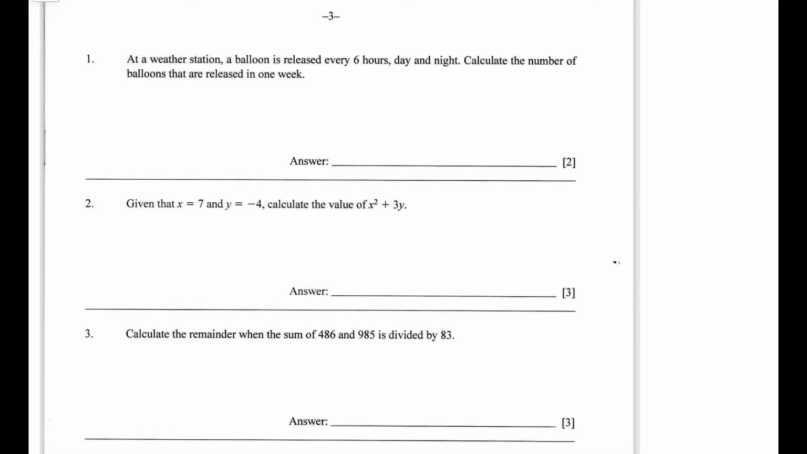Okay, so for number 1, of course, we're going to start off with some really easy questions. It says, at a weather station, a balloon is released every 6 hours, day and night. Calculate the number of balloons that are released in 1 week. Okay, cool. So for this question, we know that 1 week equals 7 days, and it says that the balloon is released every 6 hours, day and night. And we want to calculate the number of balloons that were released in 1 week.